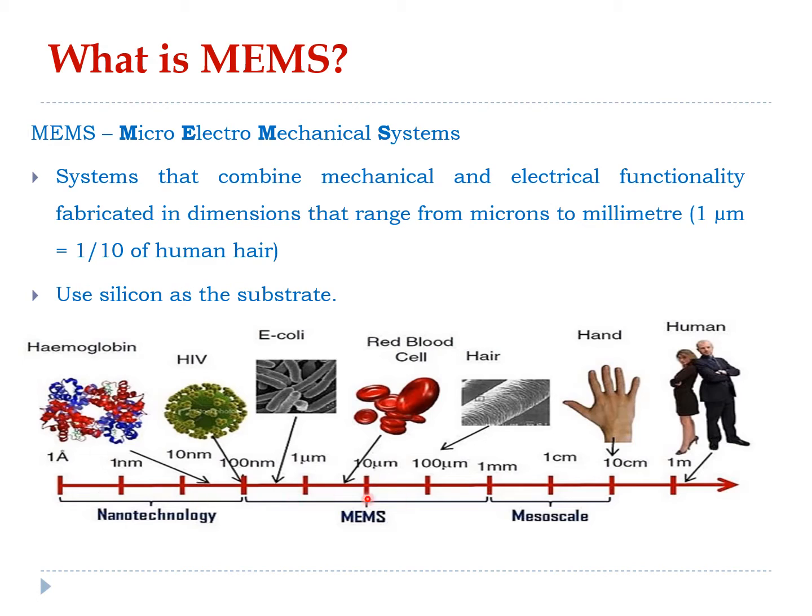So here we can see the size of the devices. The size from 1 angstrom to 100 nanometer is called nanotechnology devices. If the size is between 100 nanometer to 1 millimeter, then the device is called a MEMS device. Imagine the size, it is less than the red blood cell and less than the human hair. Above that, from 1 mm to 10 centimeter, the devices are called mesoscale devices.